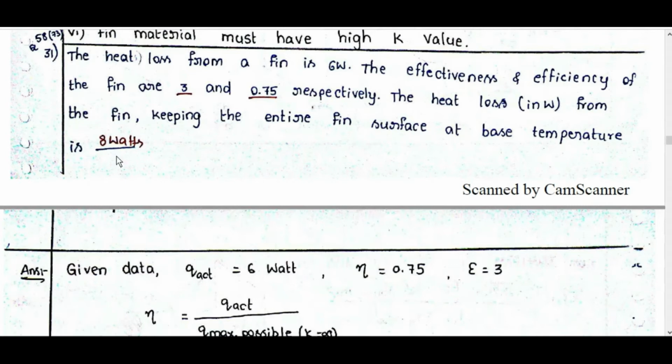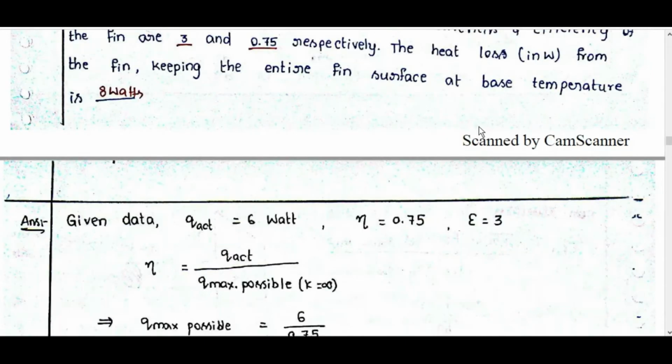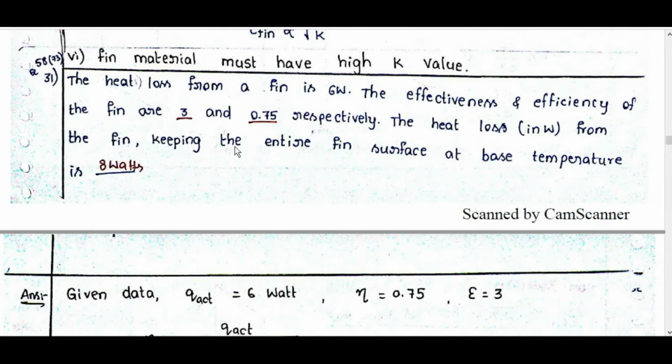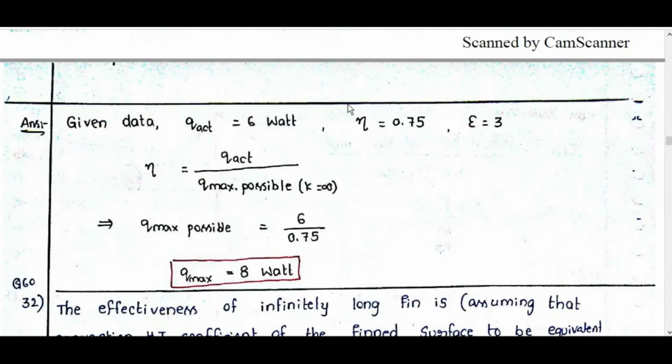Okay, heat loss in the fin, keeping the entire fin at base temperature, is equal to what? Here epsilon and eta are given. You just have to remember that effectiveness means Q with fin by Q without fin. Efficiency means Q with fin by Q maximum possible with fin. So here the question is asked about heat loss keeping the fin at base temperature, that is maximum.